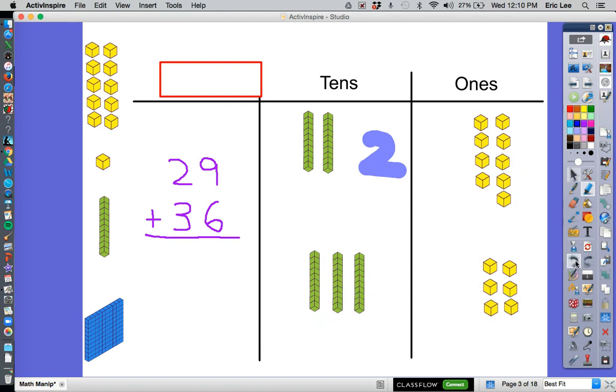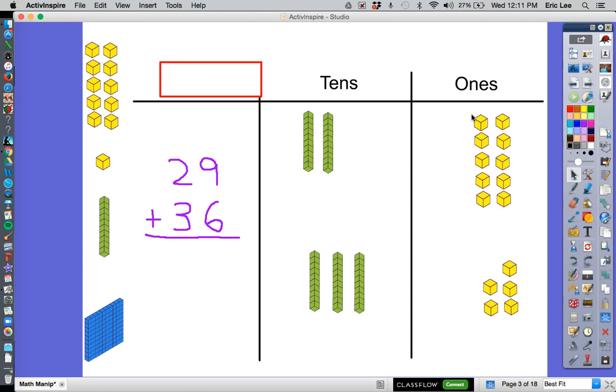We are going to go ahead and solve it. We're going to start off by adding in our ones column like we always do. 9 plus 6, I know that's going to be 15. But let's prove it. Here's my 9. Let's add 6. 9, 10. I just made a 10. 11, 12, 13, 14, 15. So it's going to be 15.